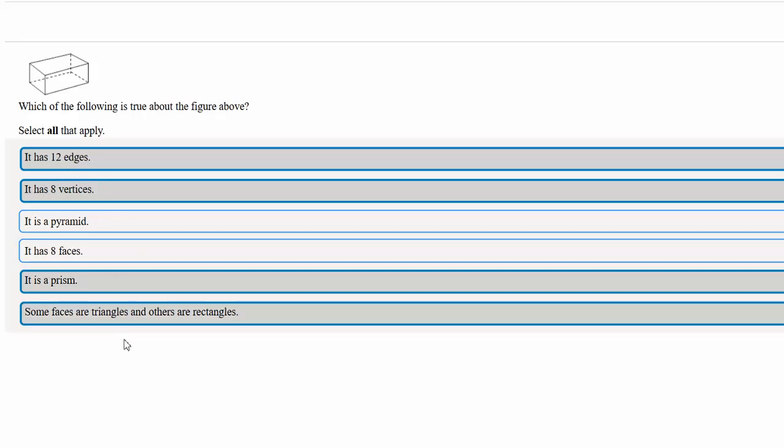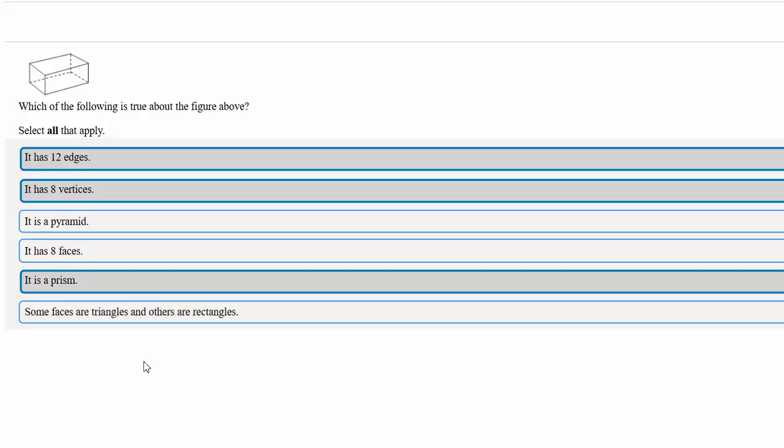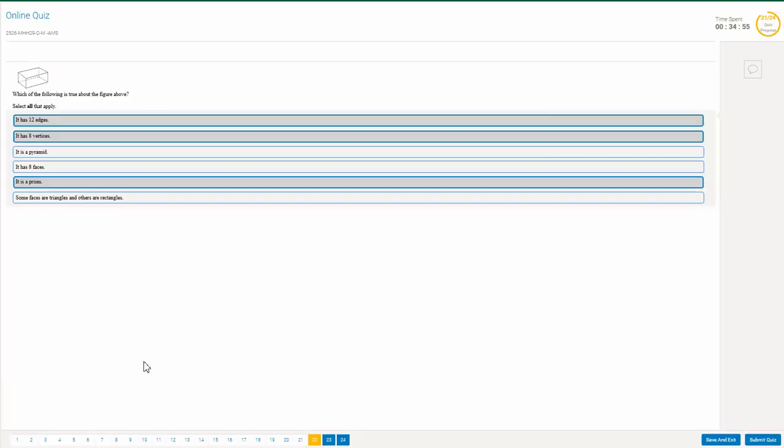Okay? And some faces are triangles and others are rectangles. I don't think that could be the answer because some students get confused with this, but that's not the answer. The answer that you have, it has edges, it has 8 vertices, and it is a prism.